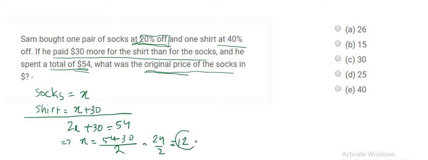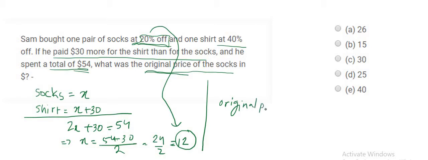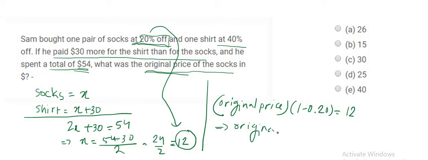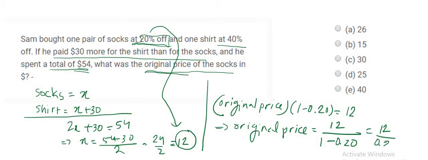Now remember, this is the price that Sam had paid, which is at 20% off. So in order to find the original price, we have to remember that if we take a discount of 20% on the original price, only then the resulting price would be $12, which Sam had paid. So the original price would actually be more than 12. In this case, it's $15. So therefore, the answer would be $15.